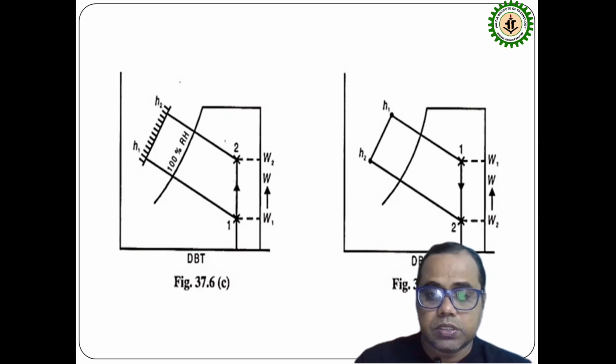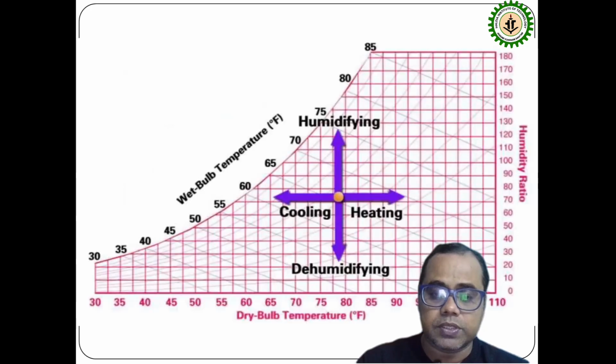But here you can see just the opposite, 1 to 2. 1 is the initial and 2 is the final point, dehumidification. Here also at point 1 W1, at point 2 W2. So the moisture is removed, so it is known as the dehumidification. So this is the vertical line. This is also a vertical line. All of you have understood? This is known as the humidification process and dehumidification process.